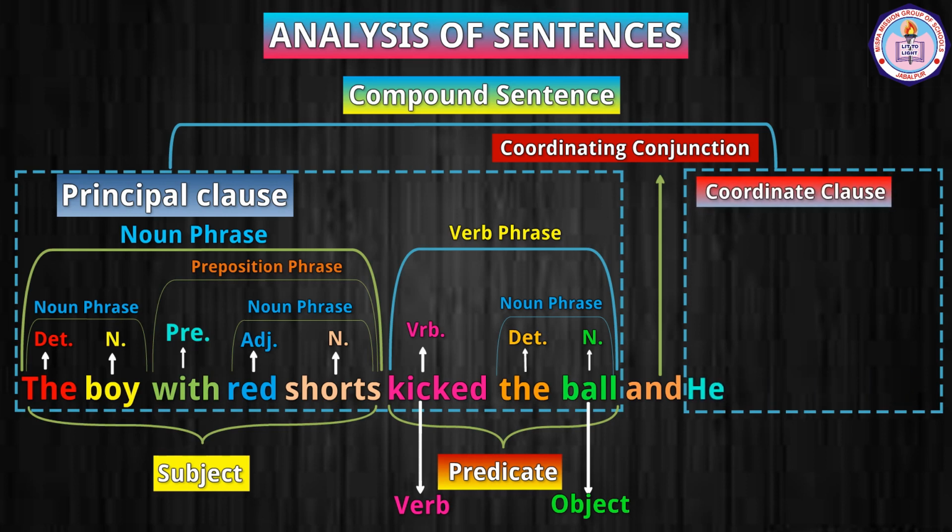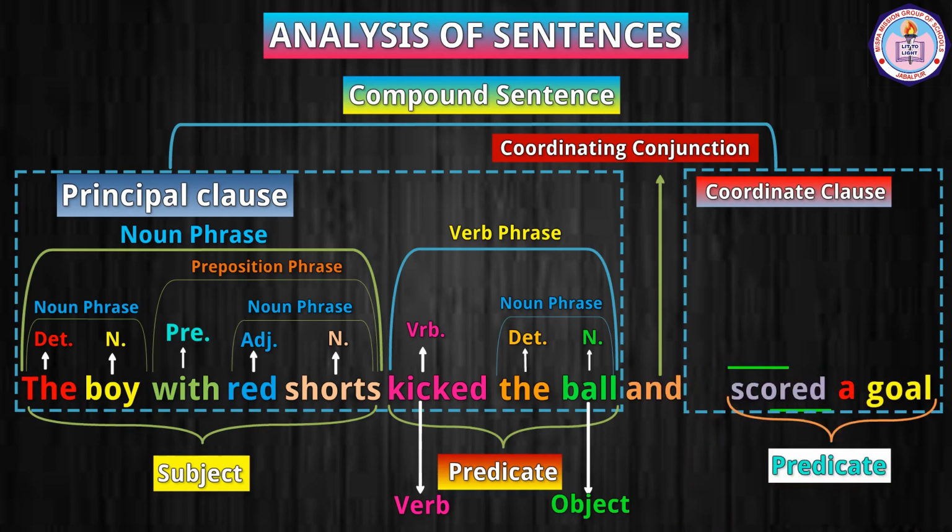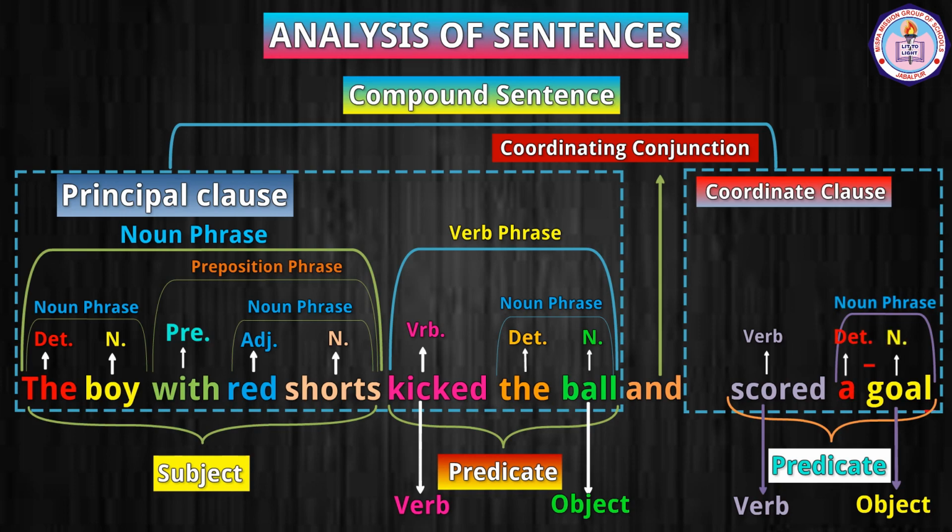Here, he is the subject and scored a goal is the predicate. He is not mentioned here, but it is understood. Scored is the verb and a goal is the object of the verb scored. A goal is a noun phrase. A is the determiner that describes the noun goal.